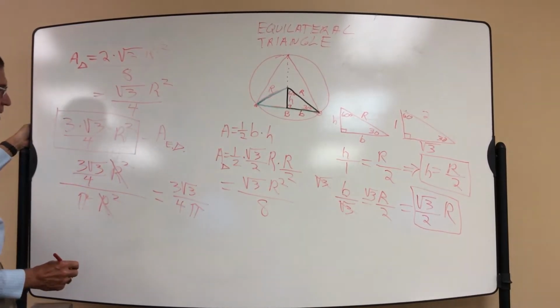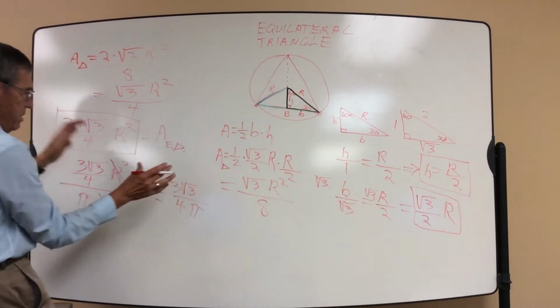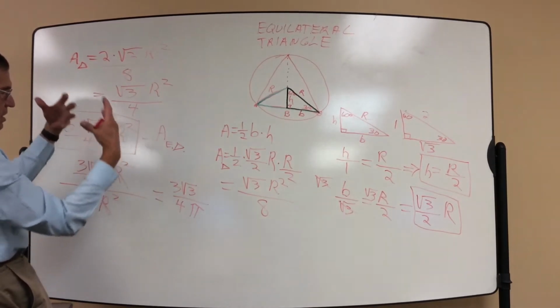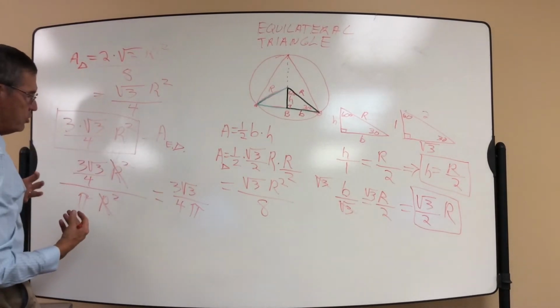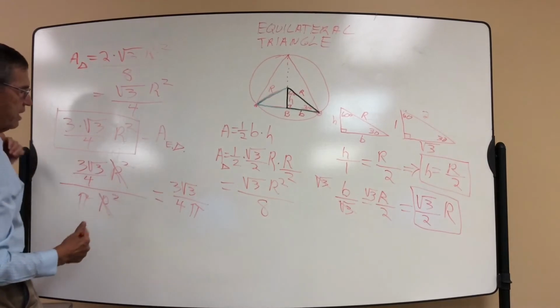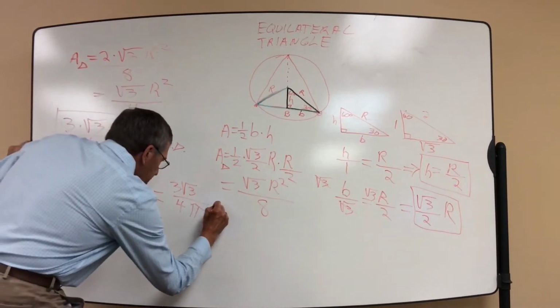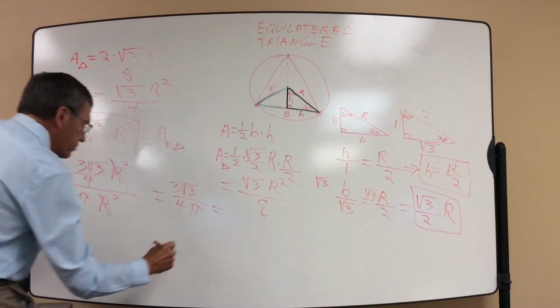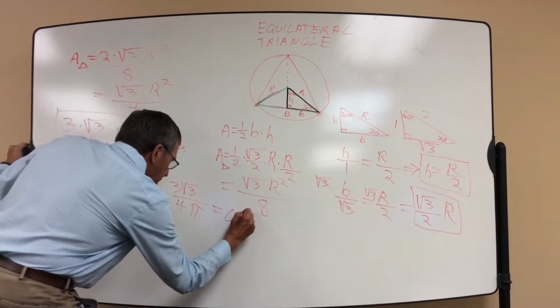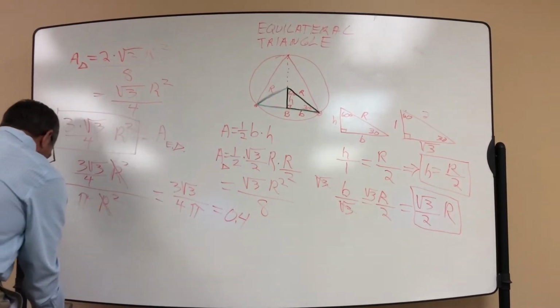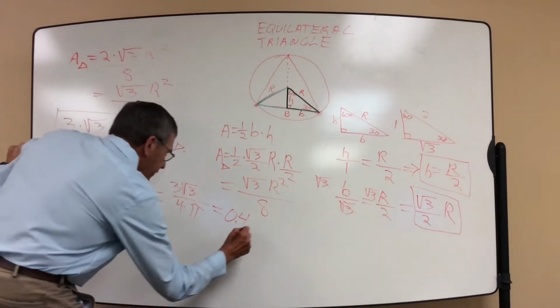Okay? So that's going to be the number that tells us the portion of the circle that is covered by the equilateral triangle. And if we do that arithmetic on our calculator, that comes up to 0.4135.